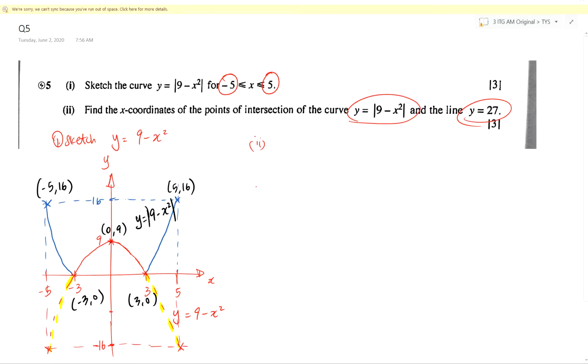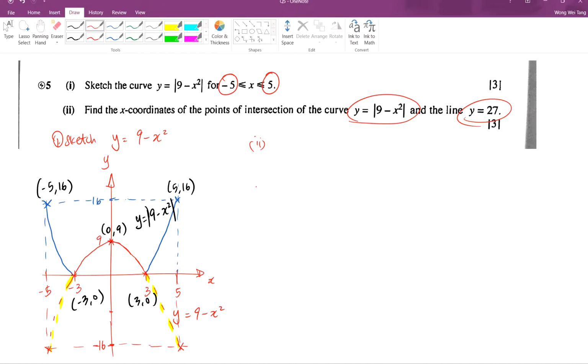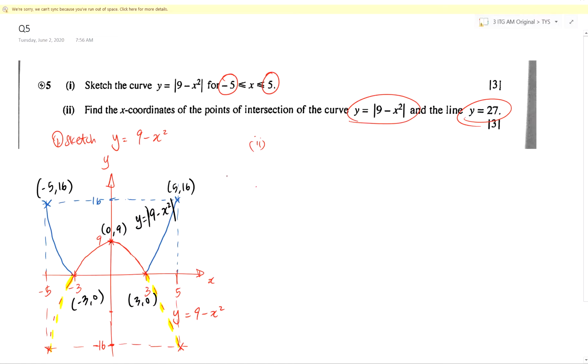The line y equals to 27 is a horizontal line. It lies above, over here. If we extend the graph, we will see that it intersects only 2 times. There are 2 intersection points. They are definitely going to be less than negative 5 as well as more than 5. And we expect these 2 numbers to be symmetrical also. One positive, one negative, based on the symmetry of the graph.